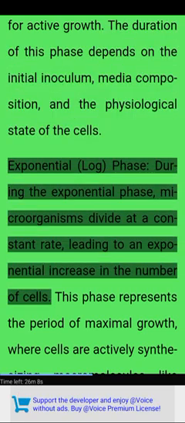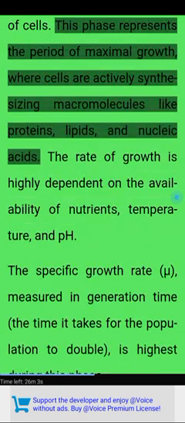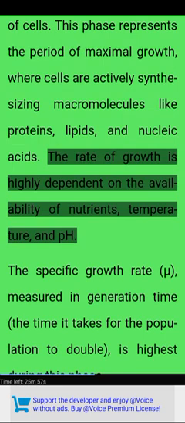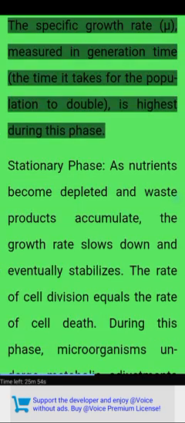Exponential, or log, phase. During the exponential phase, microorganisms divide at a constant rate, leading to an exponential increase in the number of cells. This phase represents the period of maximal growth, where cells are actively synthesizing macromolecules like proteins, lipids, and nucleic acids. The rate of growth is highly dependent on the availability of nutrients, temperature, and pH. The specific growth rate, measured in generation time, the time it takes for the population to double, is highest during this phase.